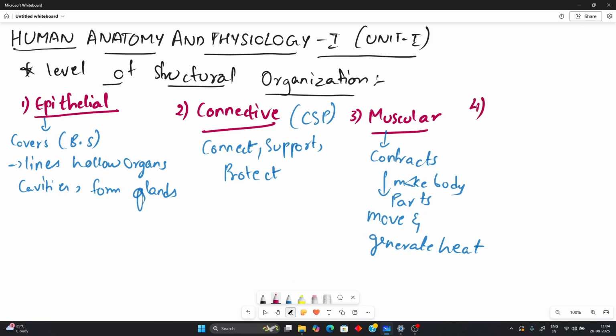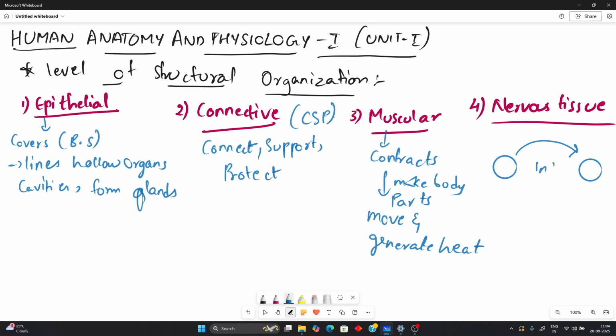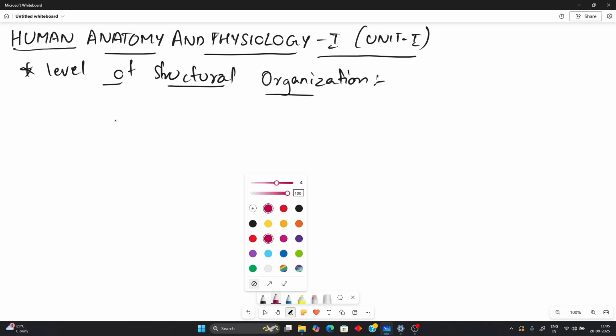Now the fourth and last type is the nervous tissue. Nervous tissue is useful for transferring information from one part of the body to another part of the body, with the help of a nerve impulse. Now let's get into the fourth level. The fourth level is called the organ level.